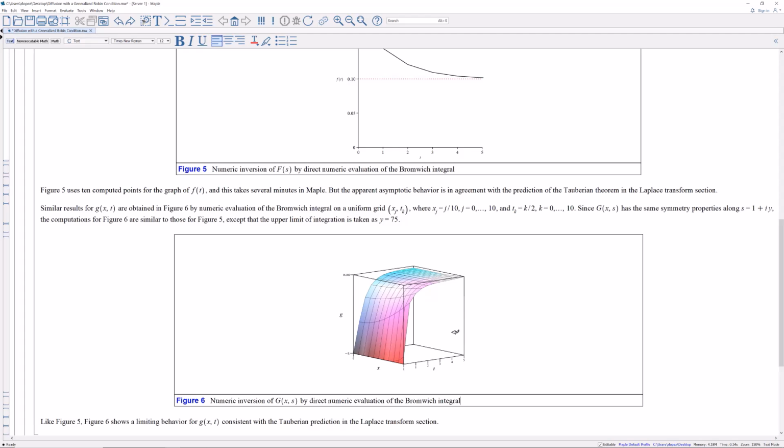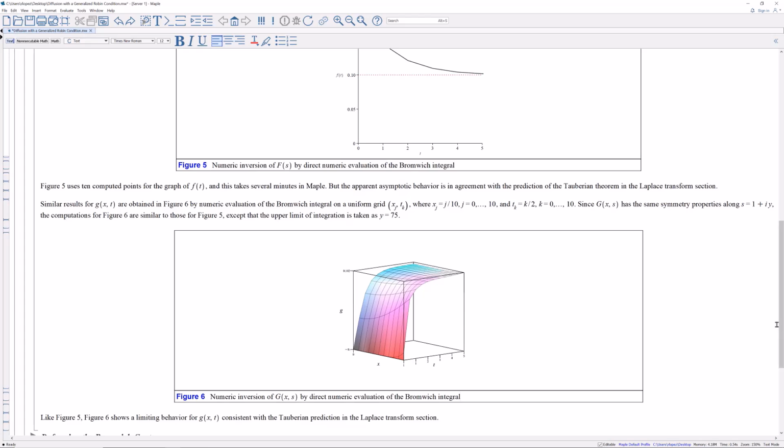Well, that surface seems to look like the surface I got when I did the finite difference scheme. And the limiting value here appears to be 0.1, which conforms to what information I have gathered before.